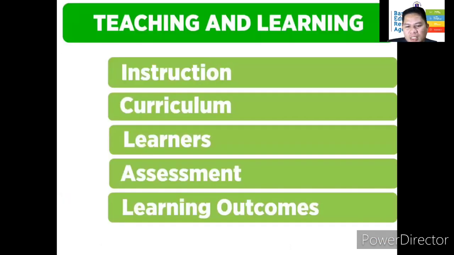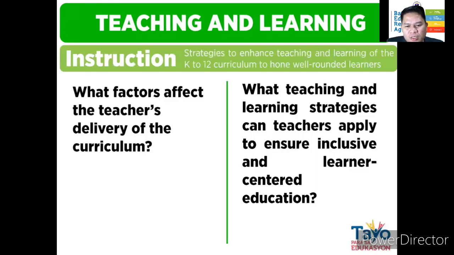So let's proceed with teaching and learning. What are the themes related to teaching and learning if you are going to do an action research? First, we have instruction. So you can make an action research on how to develop an instruction or strategy in teaching. We have the curriculum, learners, assessment, learning outcomes. So let's begin with instruction. Instruction is the strategies to enhance teaching and learning of the K-12 curriculum to hone well-rounded learners.